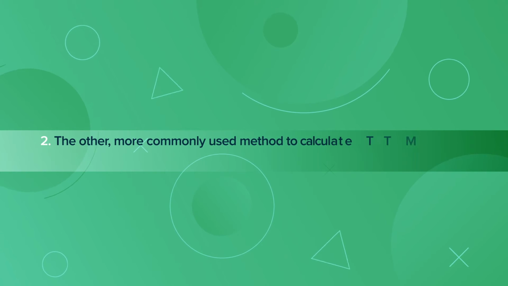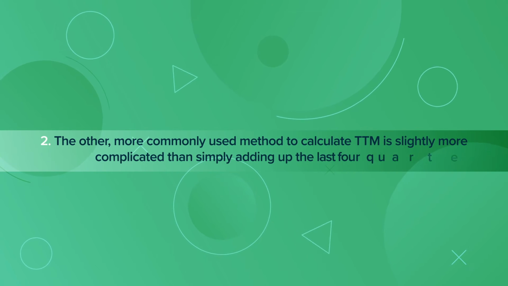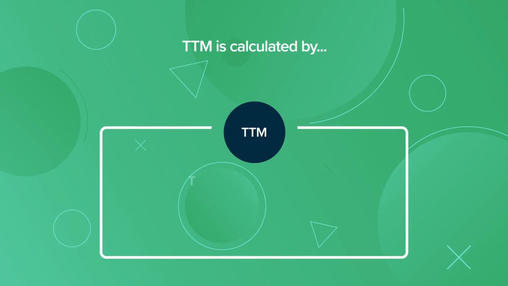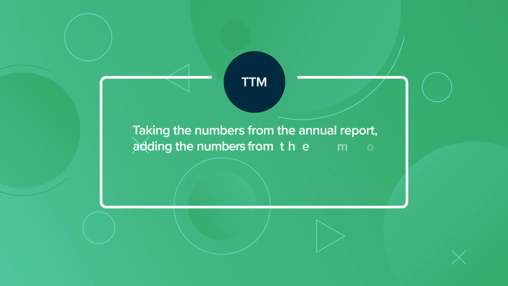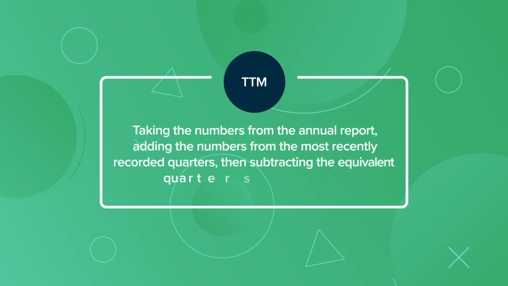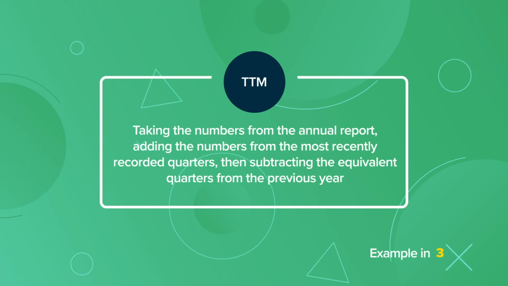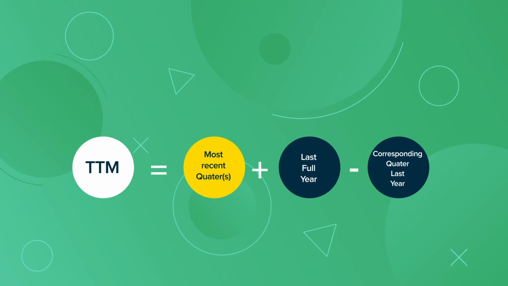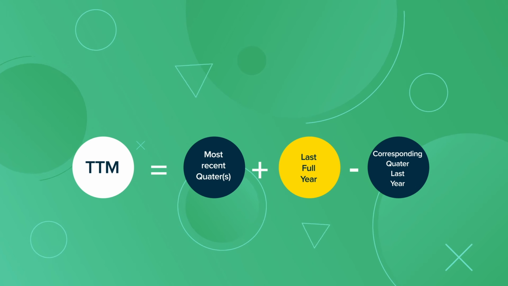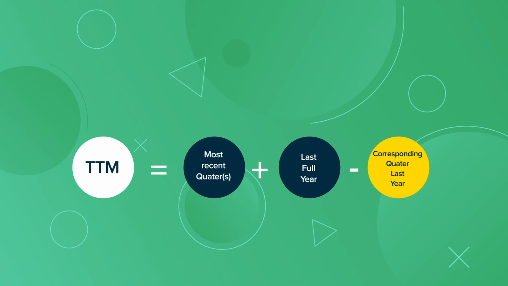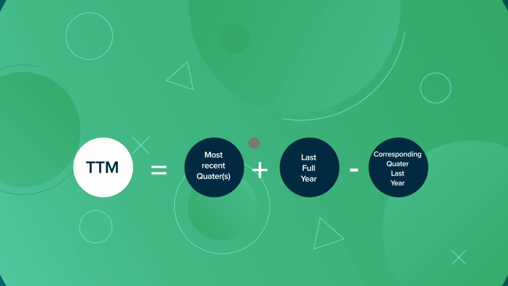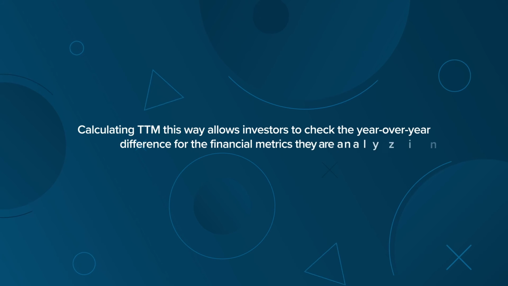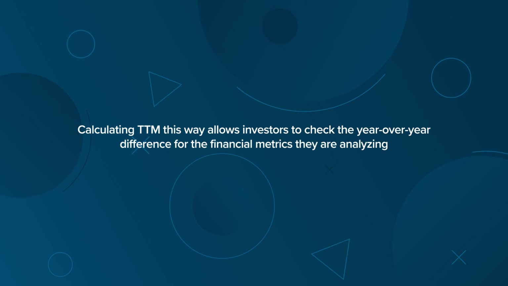The other, more commonly used method to calculate TTM is slightly more complicated than simply adding up the last 4 quarters. TTM is calculated by taking the numbers from the annual report, adding the numbers from the most recently recorded quarters, then subtracting the equivalent quarters from the previous year. For example, if the latest quarterly report was for Q1, then you can add those numbers to the last full year's numbers from the annual report and subtract the previous year's Q1 numbers. Calculating TTM this way allows investors to check the year-over-year difference for the financial metrics they are analyzing.